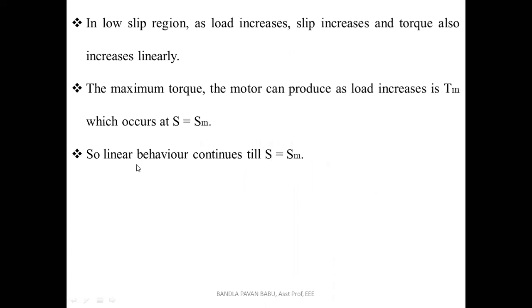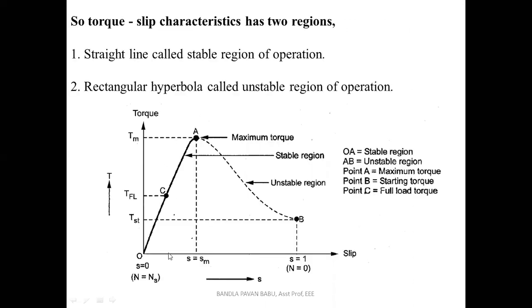Next, the linear behavior continues till S equal to Sm. So what does it mean? From S equal to 0 to S equal to Sm, there is a linear curve, so it is directly proportional. That is, the torque is directly proportional to slip until S equal to Sm. So this is the stable operation, or stable region.